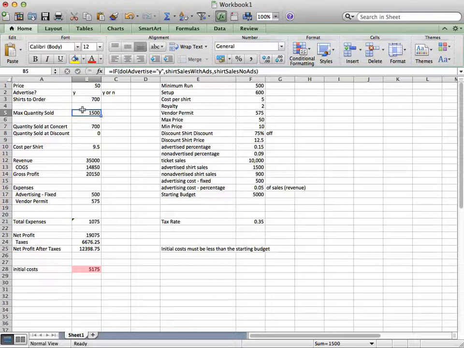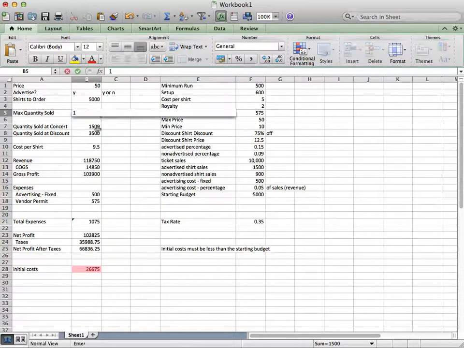But even if I ordered 5,000 shirts somehow, because I borrowed the money, I can only sell a maximum of 1,500 at this concert, which is what this shows, and the rest have to be sold at discount. So that's how this spreadsheet is set up to handle that.